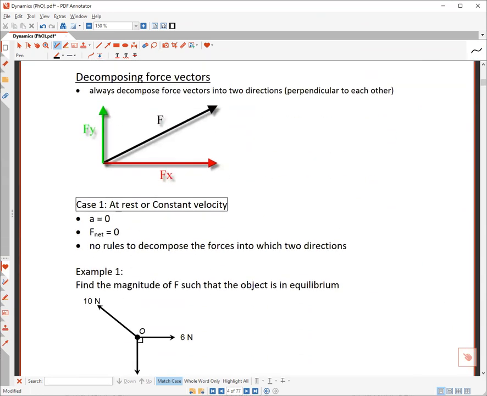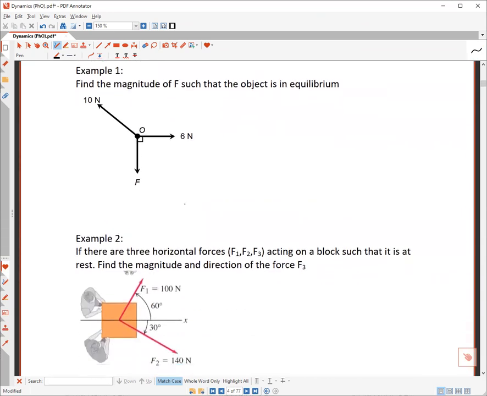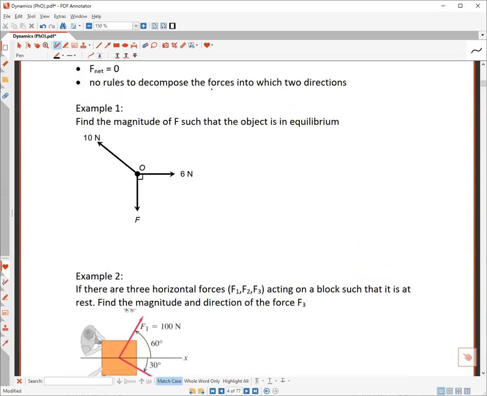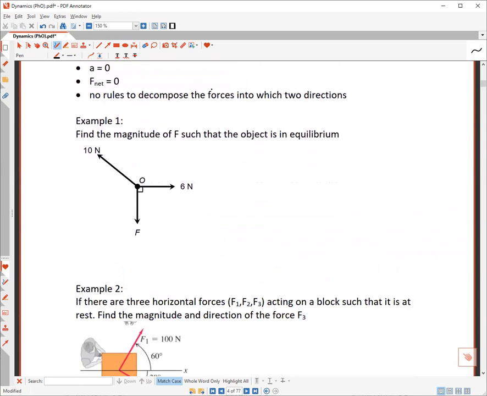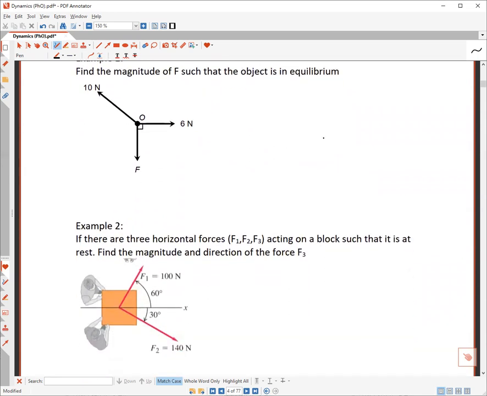Okay. Then let's go have a look at these examples. Example one, now, in equilibrium is another wording for net force 0. In equilibrium, that means net force 0, and also net moment equals 0, but we'll talk about moment next lesson. For net force 0.